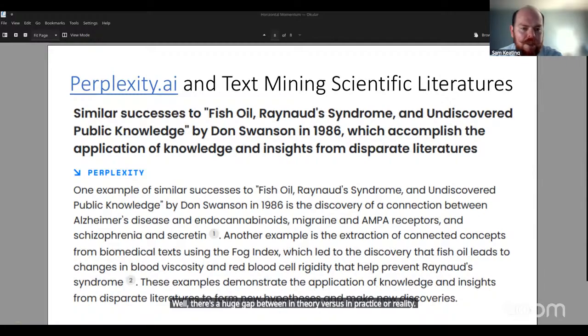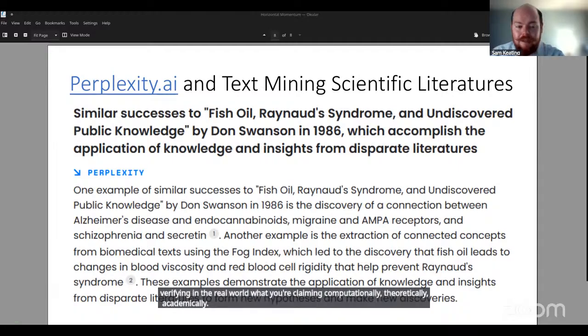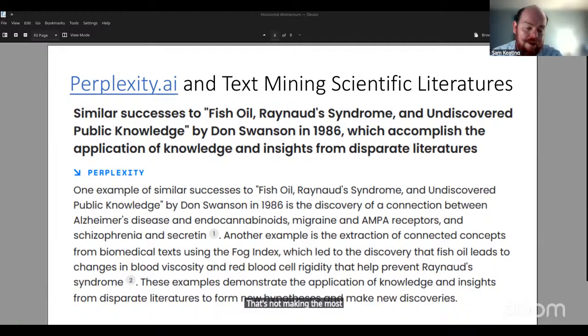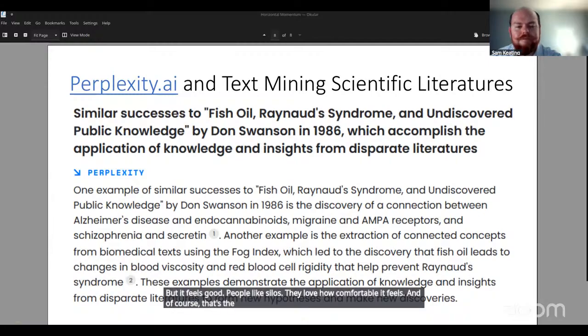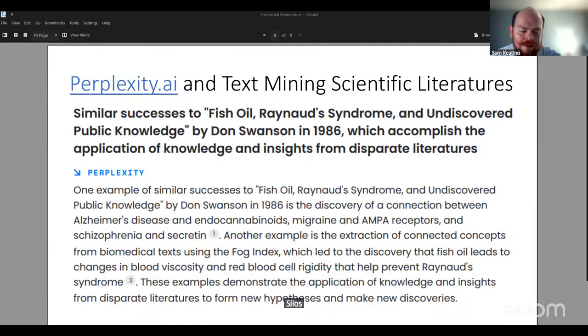Yeah. And academic publishing, getting stuck in theoretical land or never validating or verifying in the real world what you're claiming computationally, theoretically, academically, that's not making the most progress. That's getting stuck in silos, but it's pervasive. But it feels good. People like silos. They love how comfortable it feels. And of course that's the problem. Silos and bubbles, like your primary professional discipline that functions like a bubble.